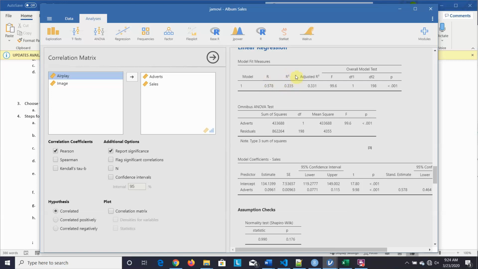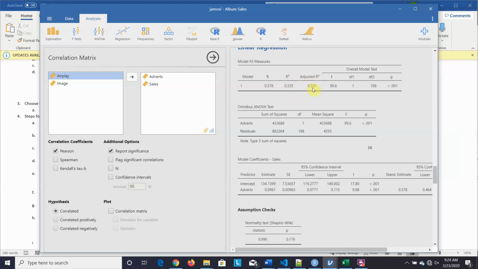R squared, we looked at that coefficient of determination before, and when we square R, this is the proportion of shared variance between the two variables. And if we change that to a percent, we would know that our advertising budget is associated with 33.5% of our album sales. So it's not 100% by any means. So obviously you can spend a lot on advertising and not necessarily sell a lot. So it's not the only thing that explains it, but it's a pretty significant contributor there with 33%.